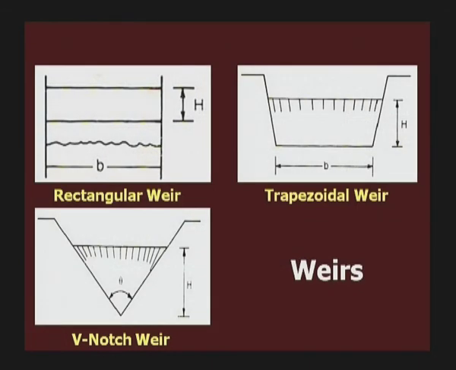The three types of weirs have been shown in this figure: rectangular weirs, trapezoidal weirs, and V-notch weirs. Rectangular weirs are suitable for measurement of large streams. Trapezoidal weirs are suitable for measurement of medium streams, whereas V-notch weirs are suitable for measurement of medium and small streams.